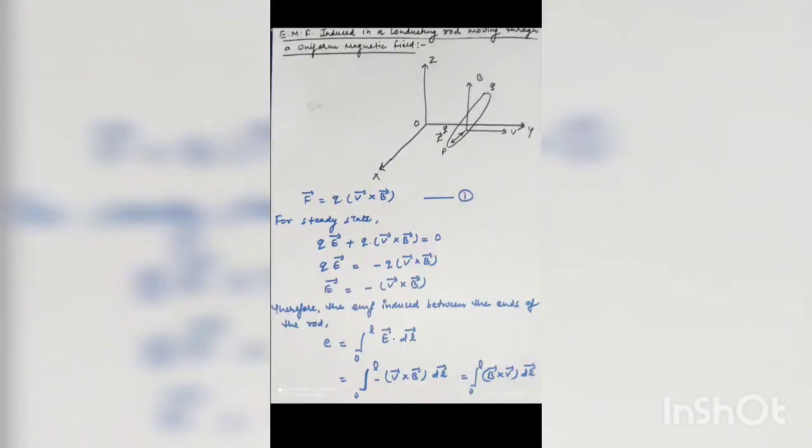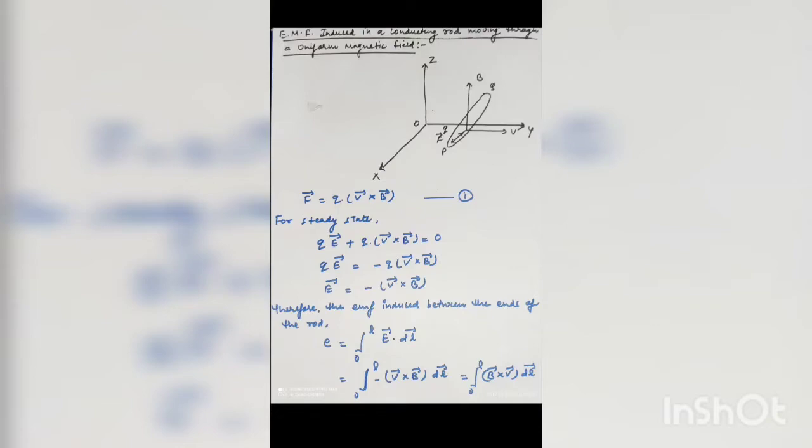Another topic is EMF induced in a conducting rod moving through a magnetic field. Consider a thin rod of length L moving with a constant velocity v in a direction perpendicular to its length. The length of the rod is along the x-axis and it is moving parallel to the y-axis. There exists a uniform magnetic field B along the z-axis.